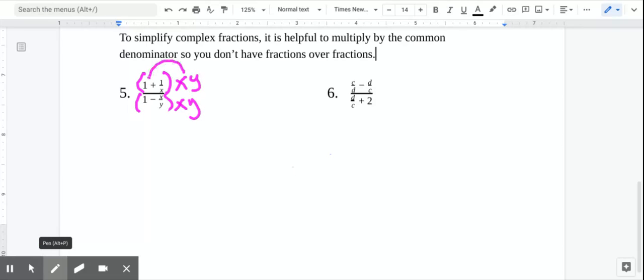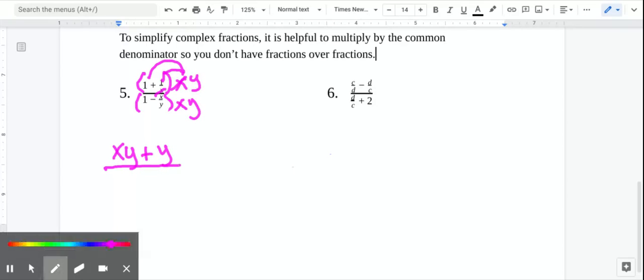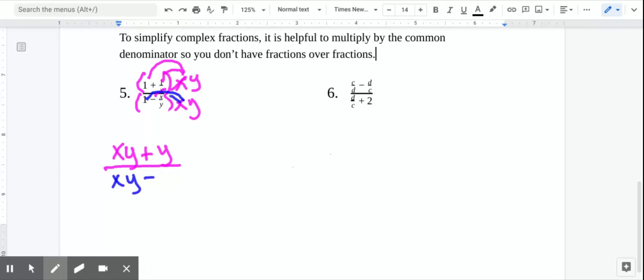When we distribute this, we have in the numerator xy plus, and when I distribute here, the x's cancel. So I just get xy plus y. In the denominator, let me switch colors so you can see this. I'm distributing xy times 1 minus, and when I distribute here, the y's cancel. So minus x squared.